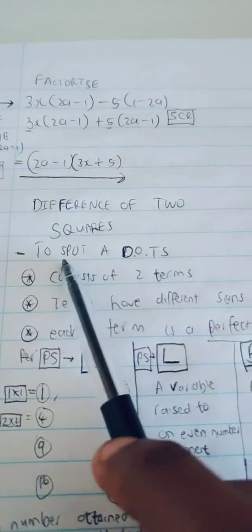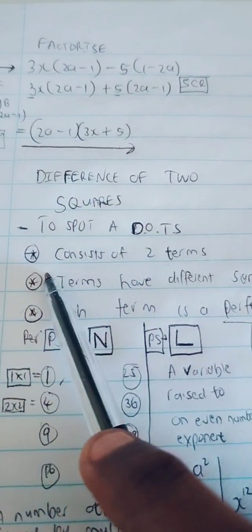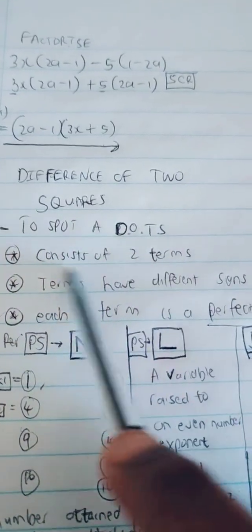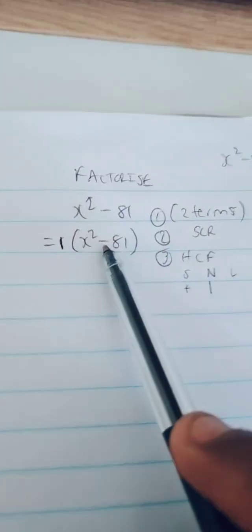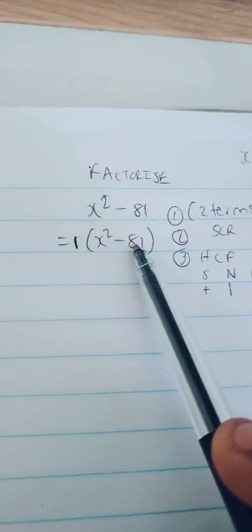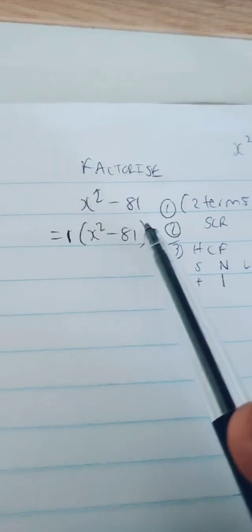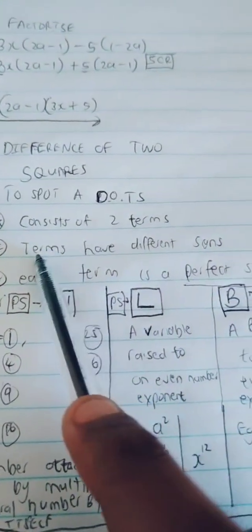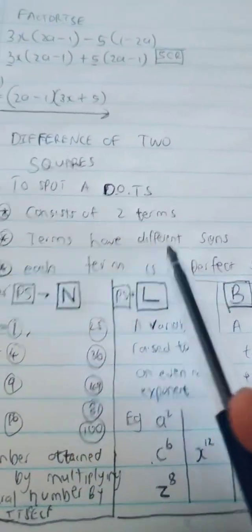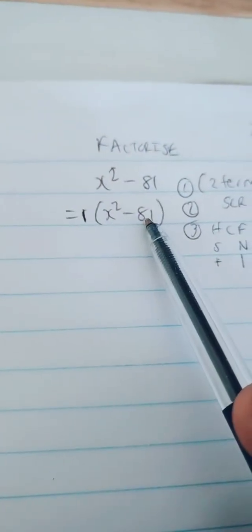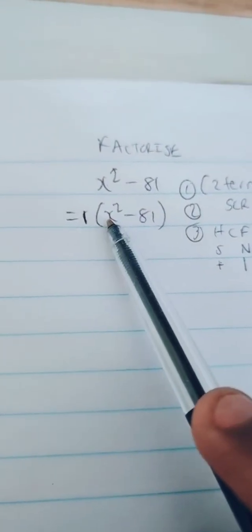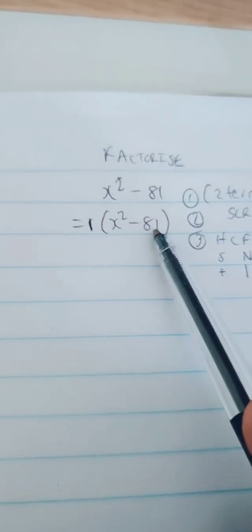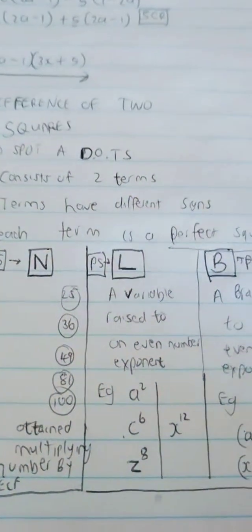Look at the condition. To spot a difference of two squares, 1, does what we see consist of two terms? Is what is inside consisting of two terms? Yes, there's an x squared, there's an 81. There's a minus sign that separates them, so inside we have two terms. True. 2, do the terms have different signs? X squared is positive. 81 is negative. Yes, the terms have different signs.